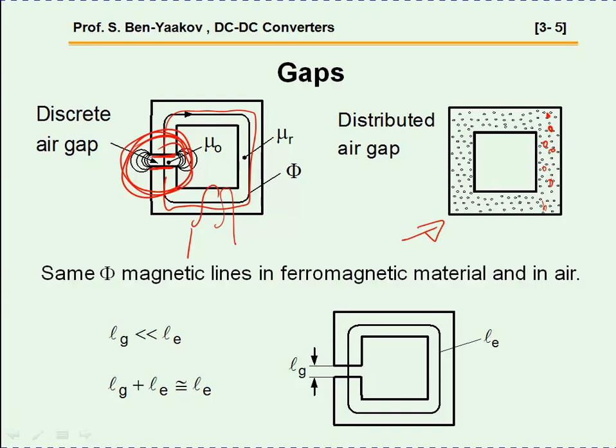Before that, let me just say that normally this air gap is small. It could be like 1 millimeter or 0.1 millimeter, when the magnetic path could be like 10. So normally the gap is smaller than the magnetic path, and therefore we sort of approximate, say, Le is the path within the ferromagnetic material. We just use the whole path.